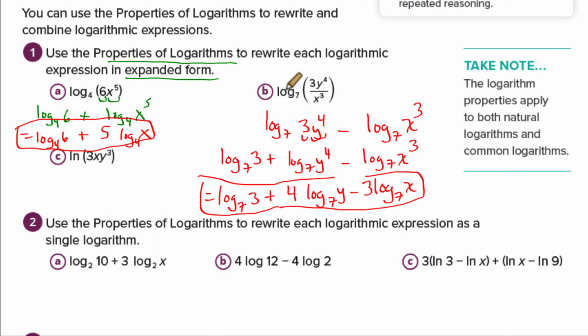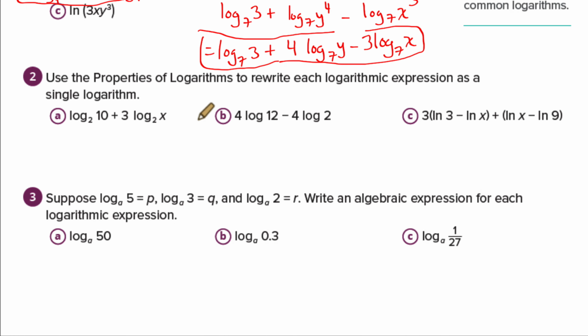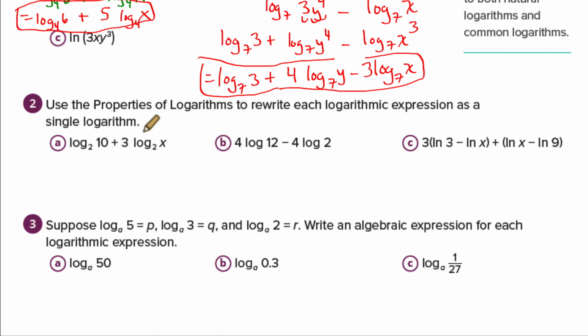Okay, one log. We took one log and we made 1, 2, 3 different logs with it, and we pulled all those exponents down. That is how you do the first part, where we have to expand. Okay, that's expanded form. We are expanding. Now, we're going to work backwards. It's the same, everybody, but backwards.